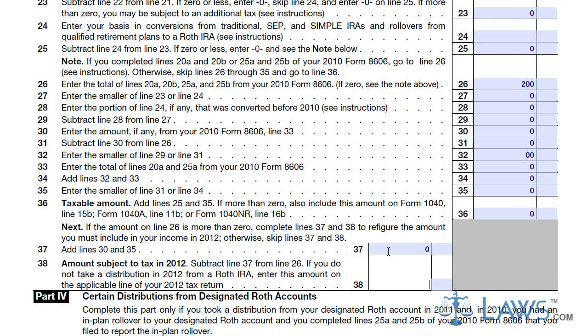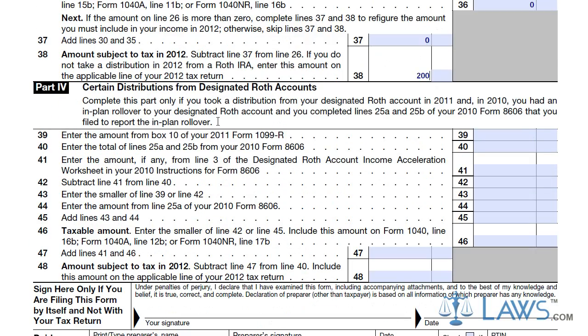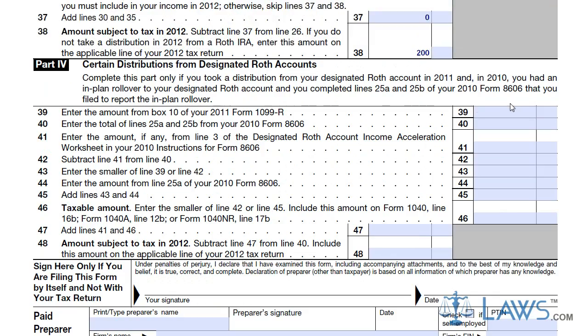If you have received distributions from designated Roth IRA accounts, you must use Part 4 to calculate your total taxable amount. Follow the instructions on lines 39 to 47 to determine your taxable amount.